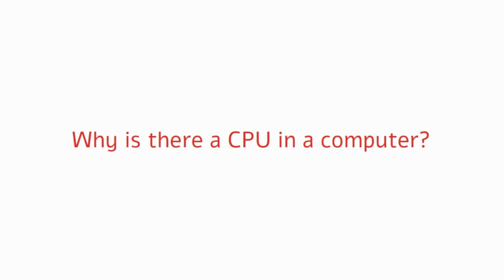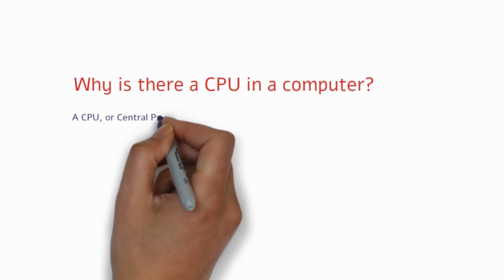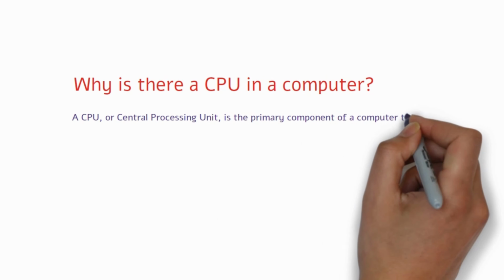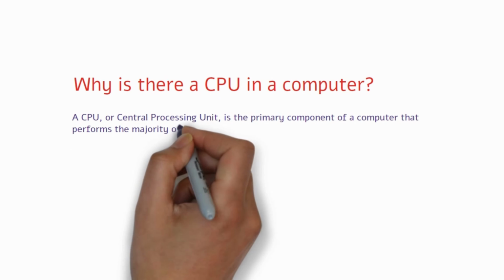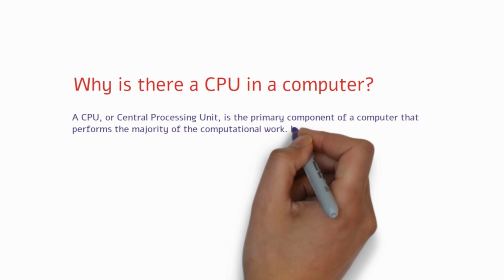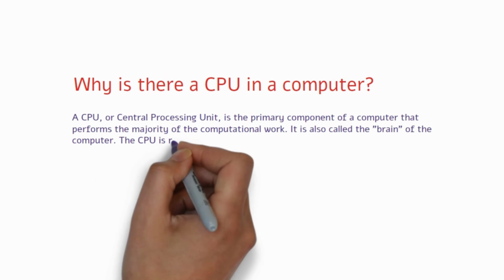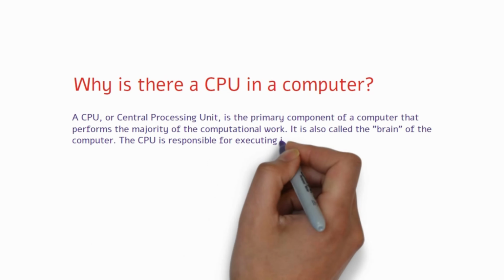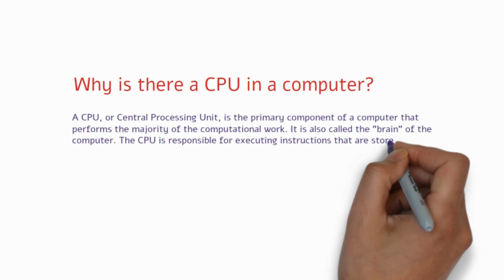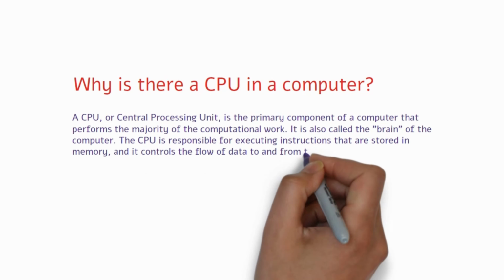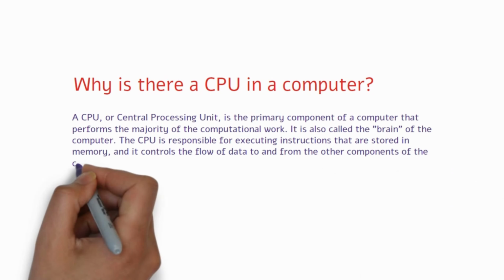So why is there a CPU in a computer? The CPU, or central processing unit, is a primary component of a computer that performs the majority of the computational work. It is also called the brain of the computer. The CPU is responsible for executing instructions that are stored in the memory, and it controls the flow of data to and from the other components of the computer. The CPU performs three main functions.